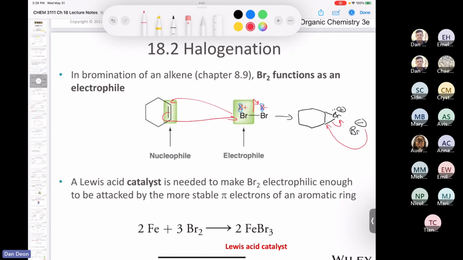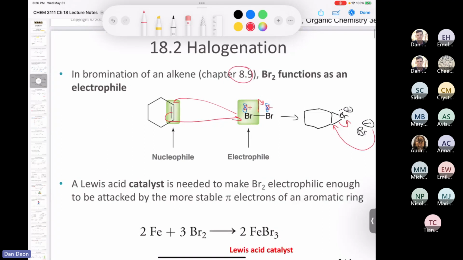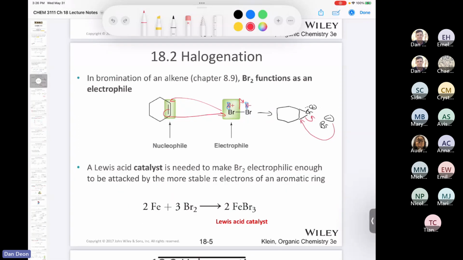That is covered in chapter 8. Okay, it even says here chapter 8.9. So how do we do this electrophilic aromatic substitution?